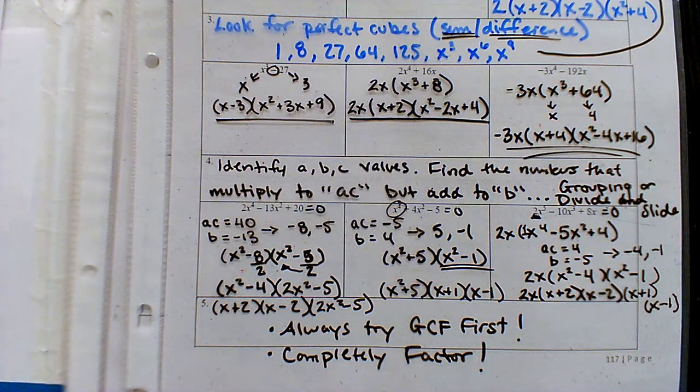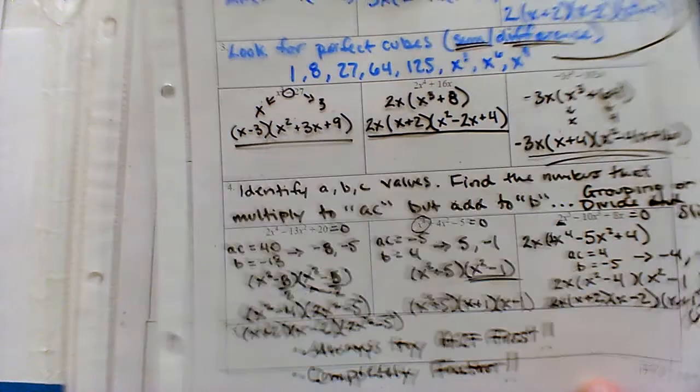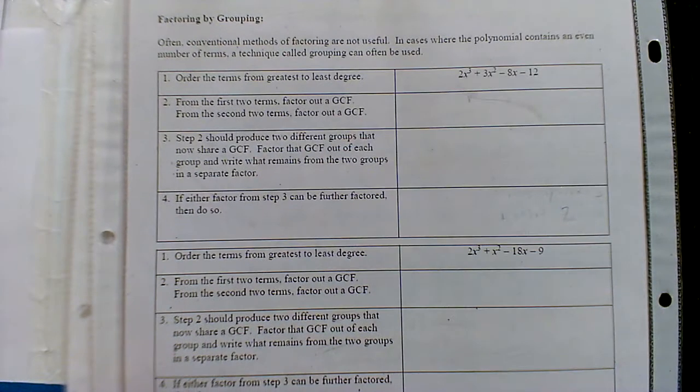Are we doing okay so far? Are these kind of coming back to us a little bit? I know the cube one was new, most likely, okay? But the other ones we talked about earlier this year. What we're going to do on the back is review grouping, because I know some of you like that method as well. Grouping, though, is very, very useful when you have four terms. If you notice for a second on the page we just completed, all of those expressions had either two terms or three terms. Grouping is kind of your go-to factoring technique whenever you have four. Okay, so maybe we'll write that at the top.